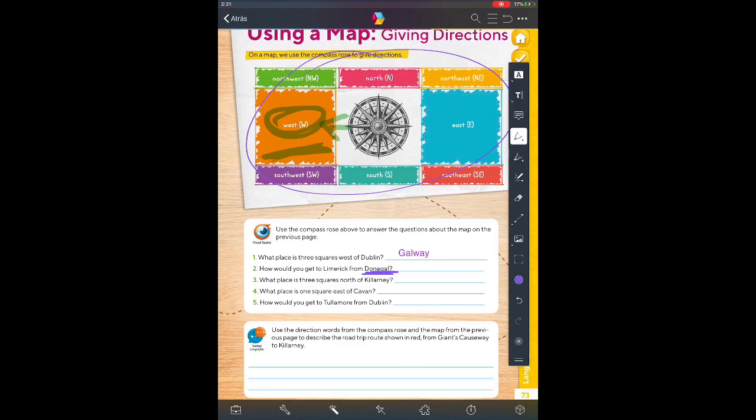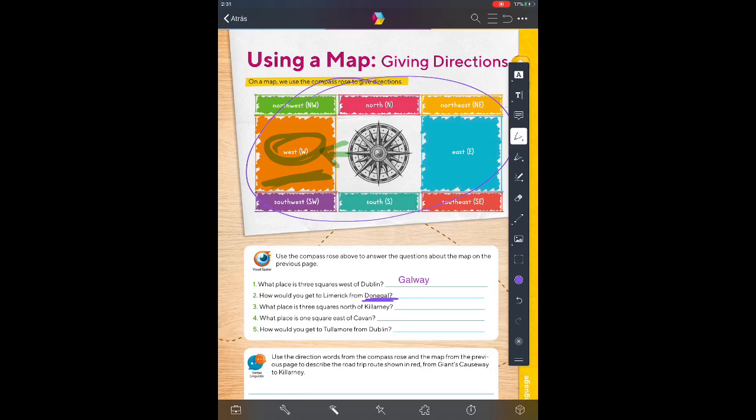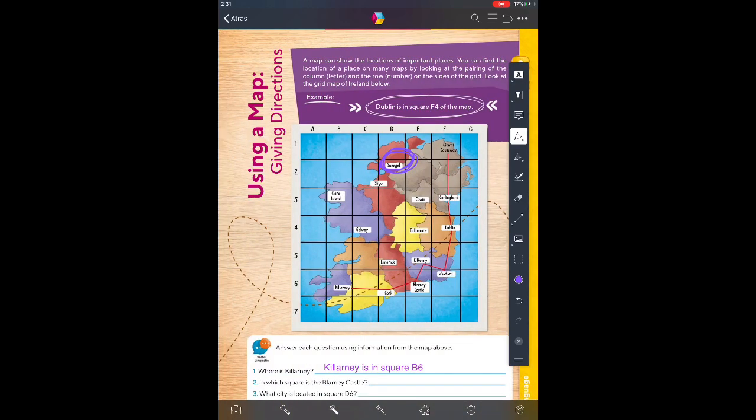So you need to count the squares. And for example, let's make an example. Let's change, instead of Donegal to Limerick, let's say it's just an example, okay? Well, I'm going to make this example, okay?